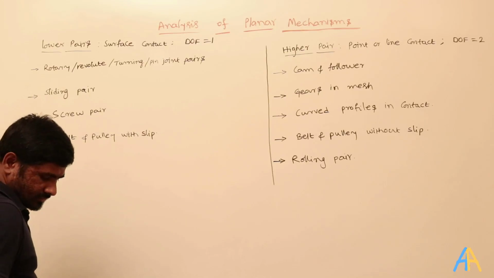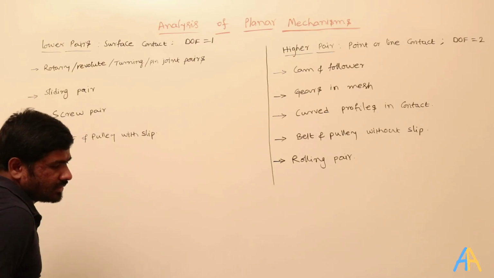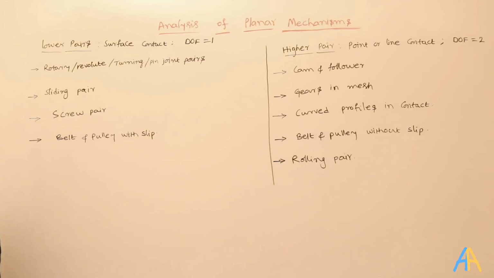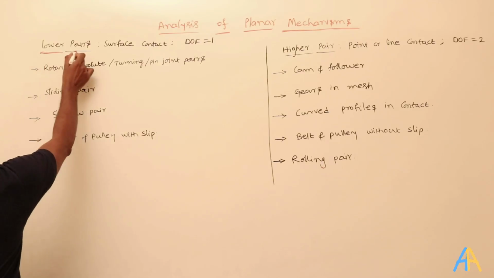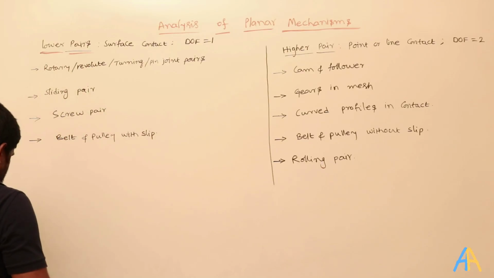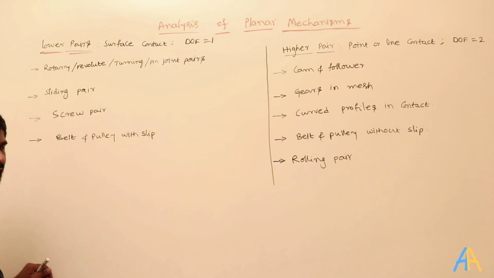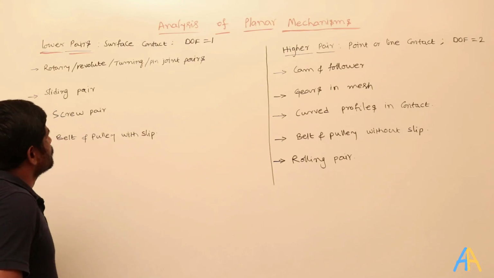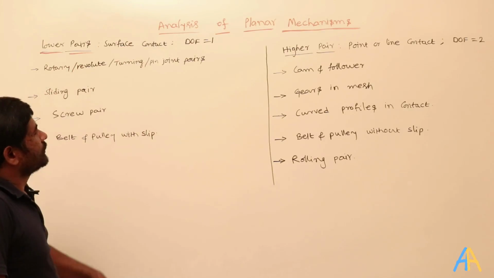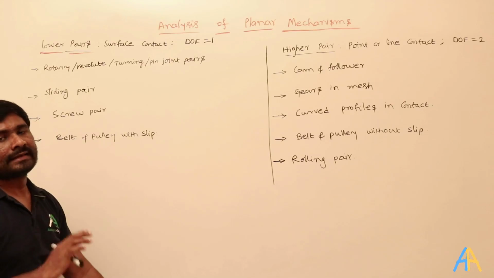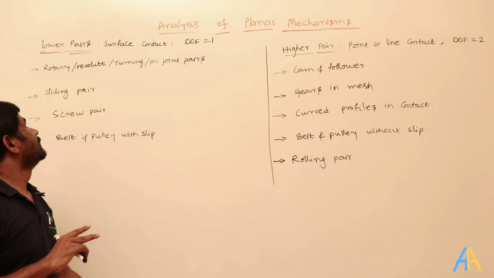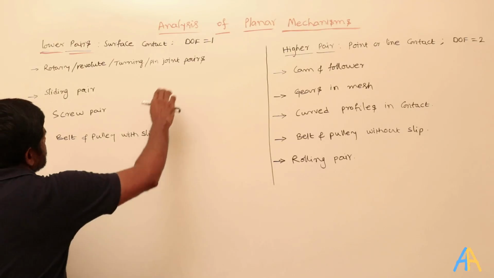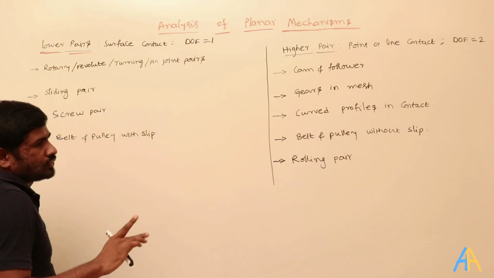So the main classification that I am interested in here, because based on this we will see a lot of problems, is the lower pair and the higher pair. So the kinematic pair is called a lower pair sometimes, and then a higher pair. When will you call it a lower pair? Whenever you have surface contact between the links at the junction, then it is called a lower pair. In that case, the degree of freedom is 1 between those two links.